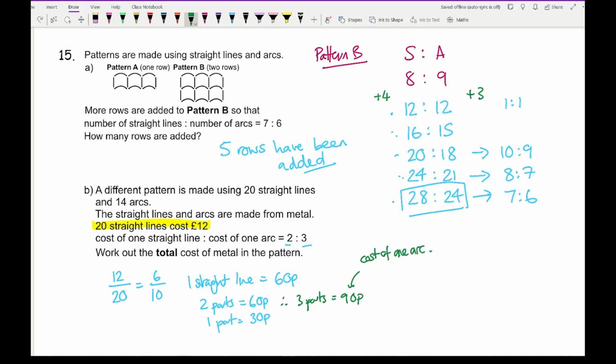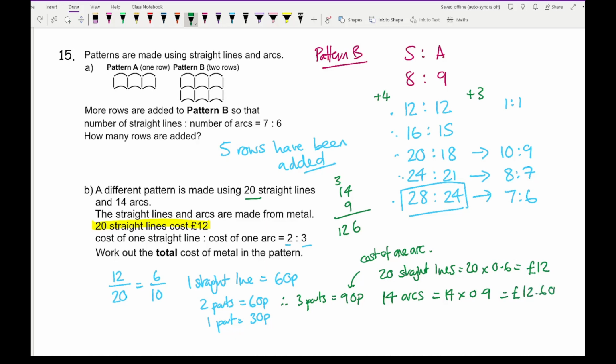So then what we've got is 20 straight lines, which is going to be 20 times 0.6, which is £12. And how I've worked that, well, 10 times 0.6 is going to be £6, so 20 would cost £12. And then for 14 arcs, that's going to be 14 times 0.9, and 14 times 9 is going to be 126, so it's going to be £12 and 60 pence. So then the total cost is going to be £24 and 60 pence.